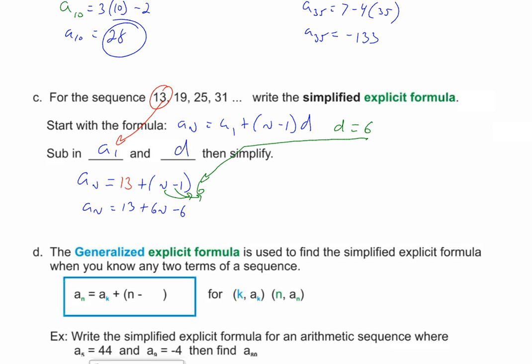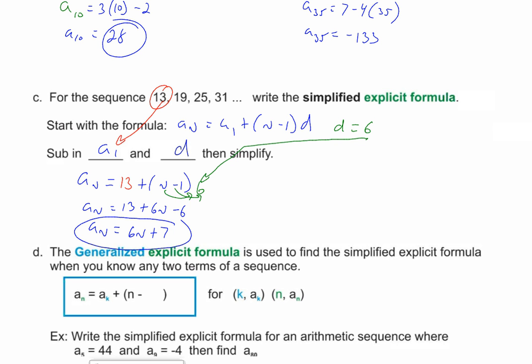Hopefully you can backwards distribute. You can either do it backwards. You can stick the 6 in front if you want, if that's going to make life easier for you. And then just clean this thing up. So what do we get? 6n plus 7. a sub n equals 6n plus 7.